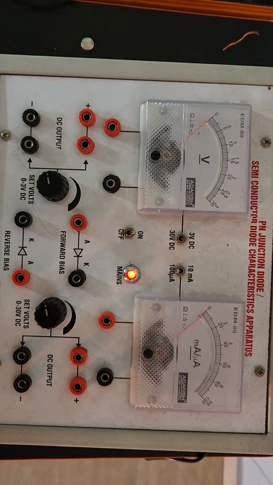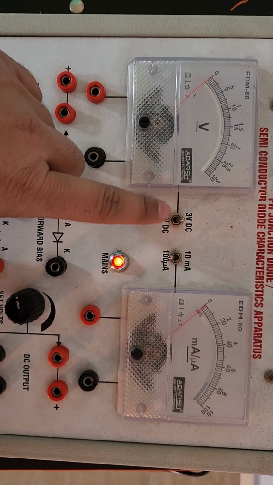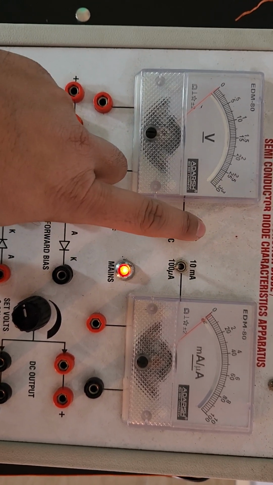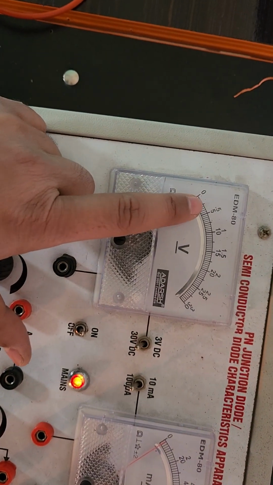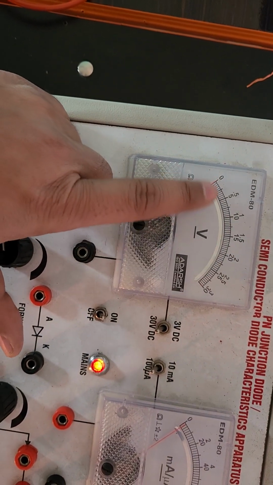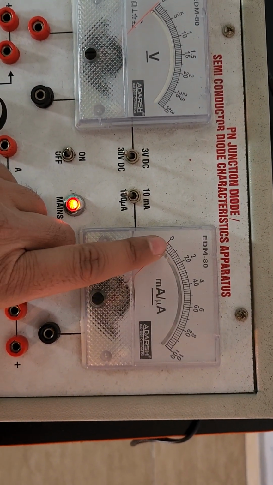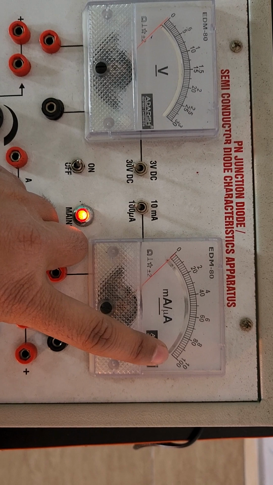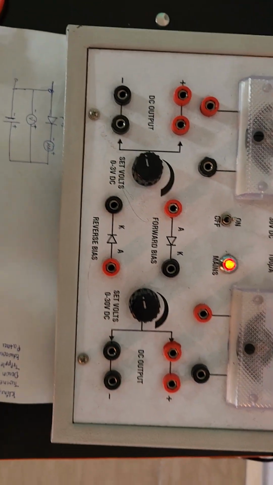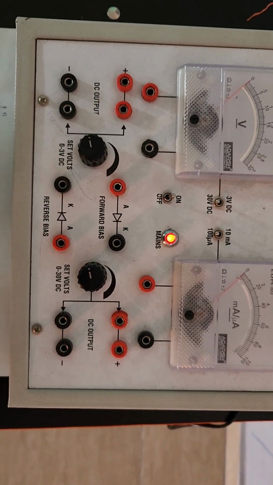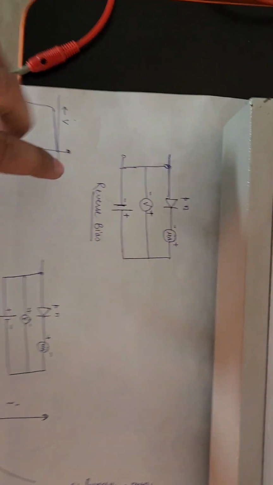The applied voltage has to be high because at low voltages there is no current flowing in the diode, so it should be at 30 volt. So we shall be reading the observation from the lower scale 0 to 30 volt, and here we shall be reading it from 0 to 100 microampere, 20, 40, 60 from this scale. And this is the diode apparatus. Here you can see the diagram.